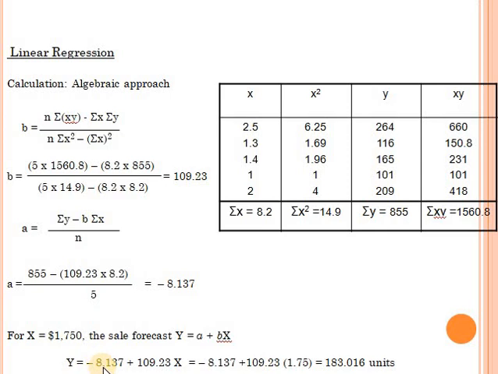So y will be, this is A, minus 8.137, plus B, 109.23, multiplied by x. I substitute for the value of x. You see here I used 1.75 because all the values in the table were in this form. I know that the final answer is multiplied by 1000. So the final answer of y is 183.0 units. So this is how we solve exercises related to linear regression.